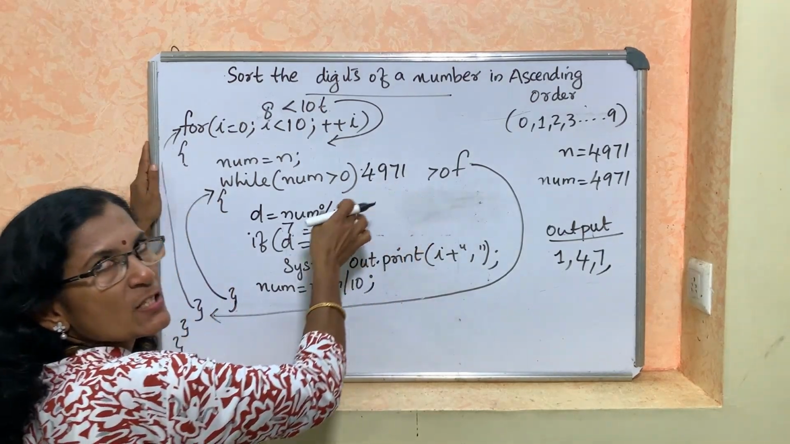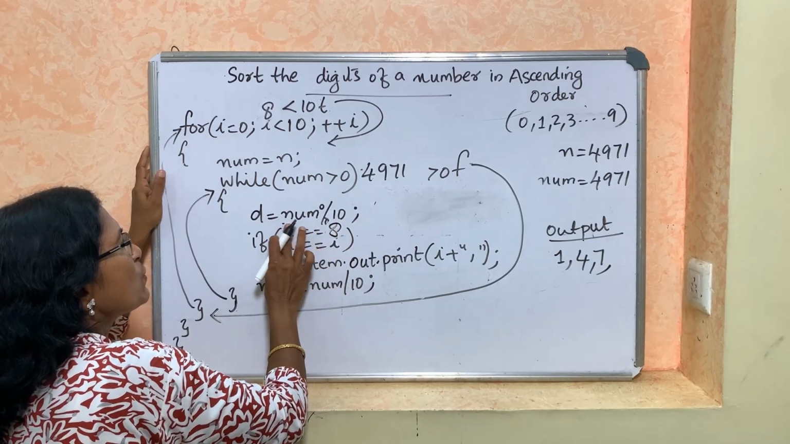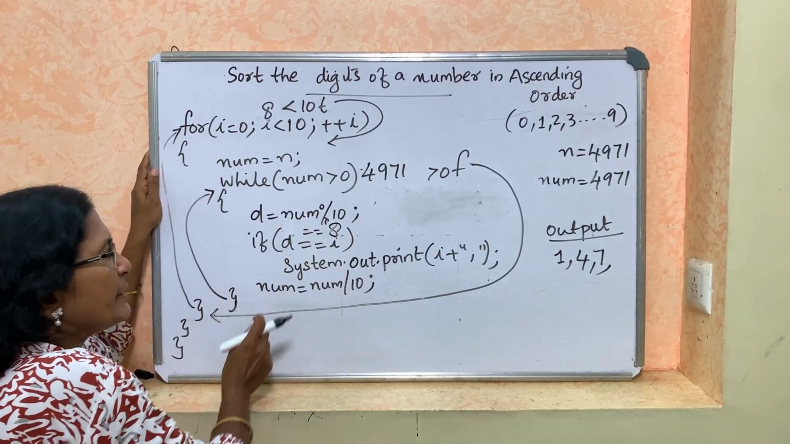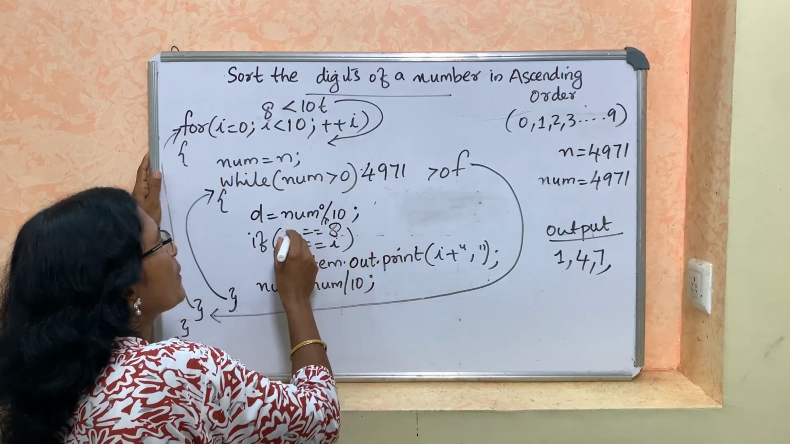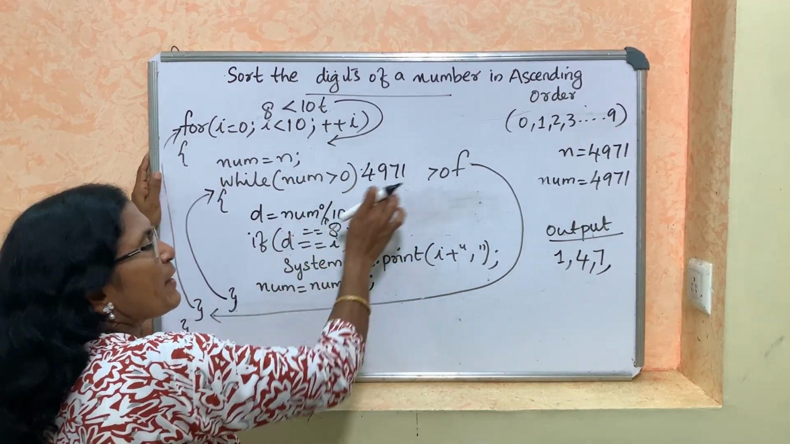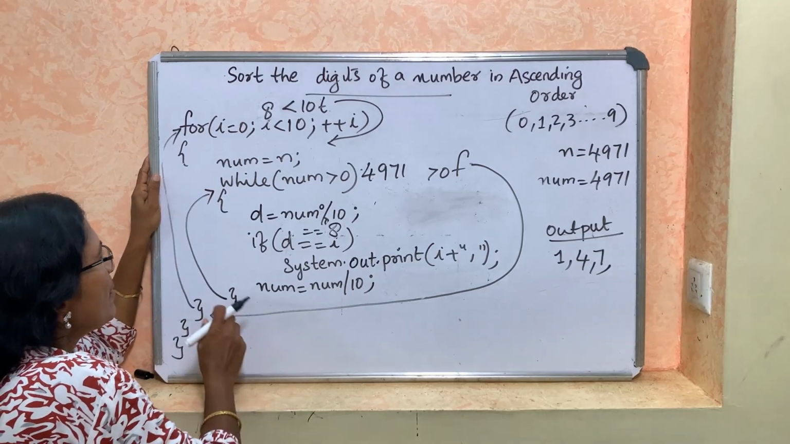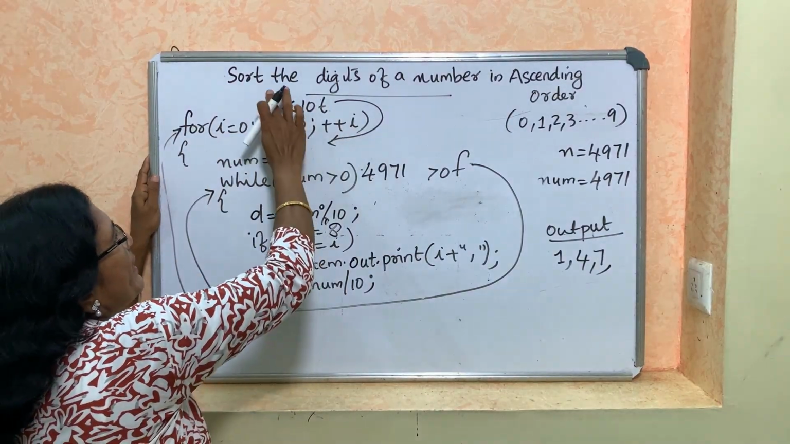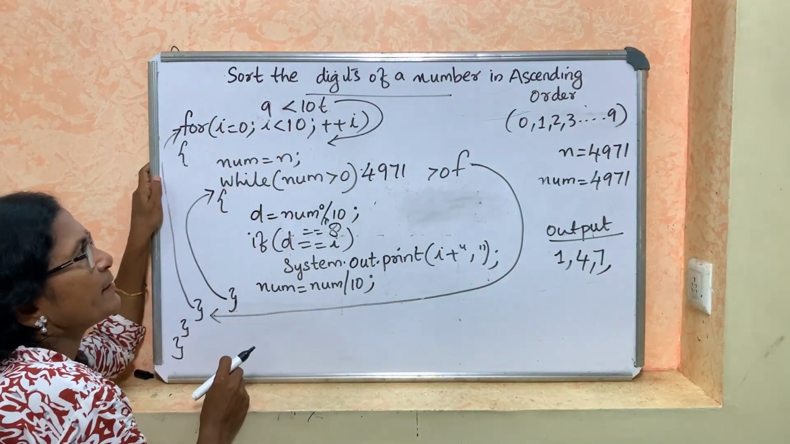4971, each digit will be extracted and checked for the occurrence of 8. So, we cannot find. D takes all the values 1, 7, 9 and 4. We cannot find the occurrence of 8 in the given number. So, no digits are printed. Now, the next iteration of I goes with the value of I as 9.